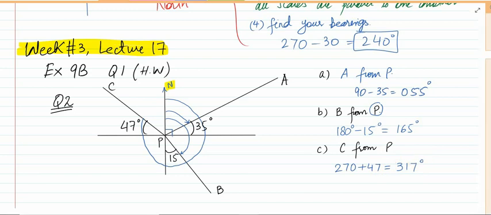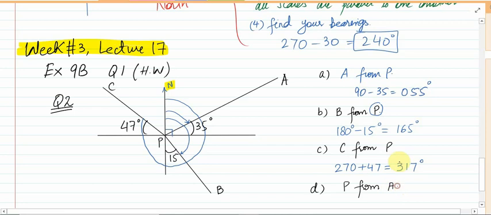Now these 3 parts are comparatively easy. The next 3 parts are find the bearing of P from A. Now for part D it says P from A. When I explained to you the rules of bearing, I told you that whatever the word written after the word from, you need to make north of this point. Can you see the north of A? Of course not. For that purpose you need to first draw the north of A.